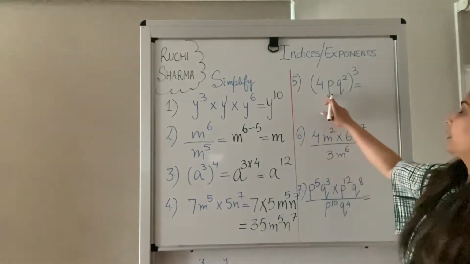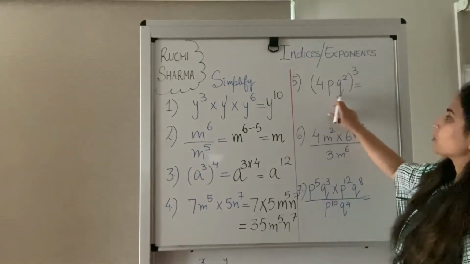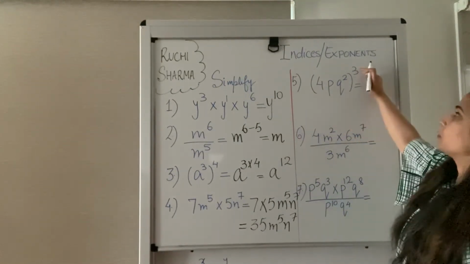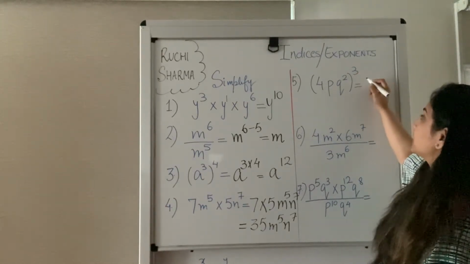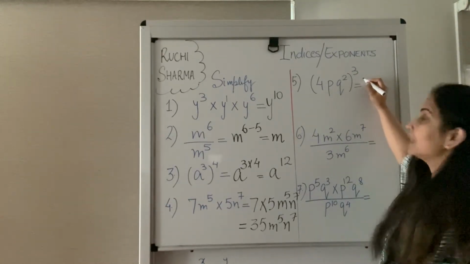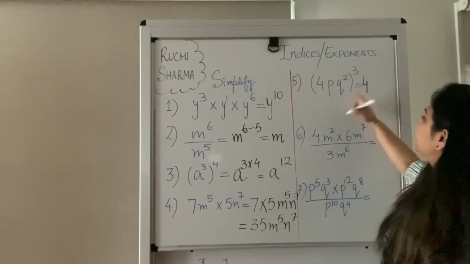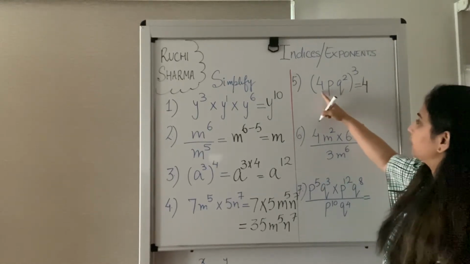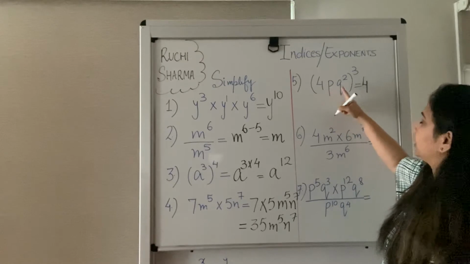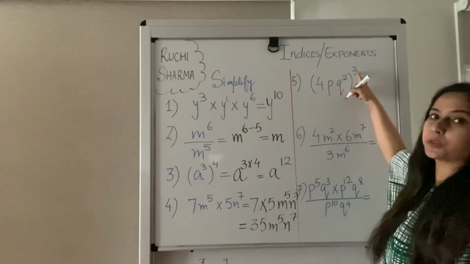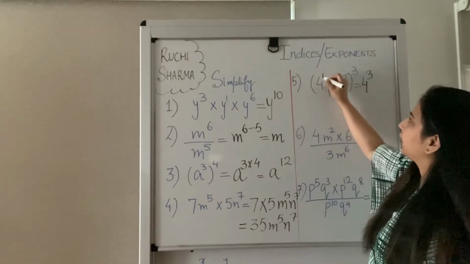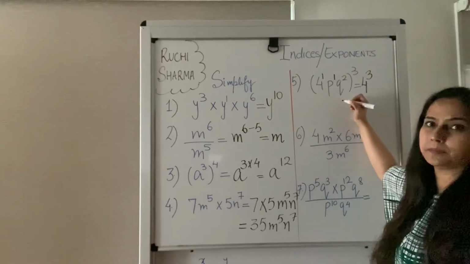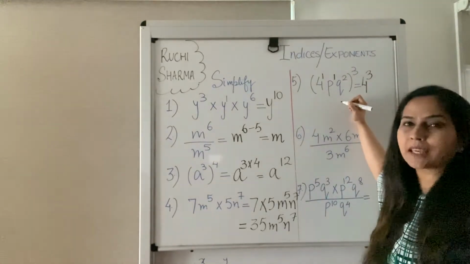Coming to the next one. This one is, again, something written in the bracket and everything is to be raised to the power 3. So when we open the bracket, every term inside the bracket individually, 4, p, q squared, is being raised to the power 3. So this is 4 to the power 3, because not writing any power here means 1. It is 1. Not writing means it's understood to be taken as 1.